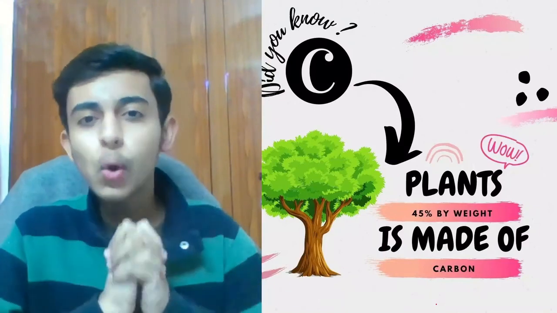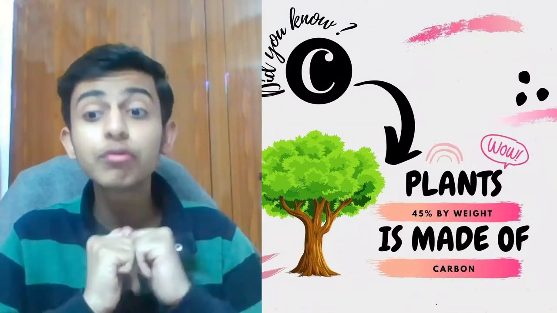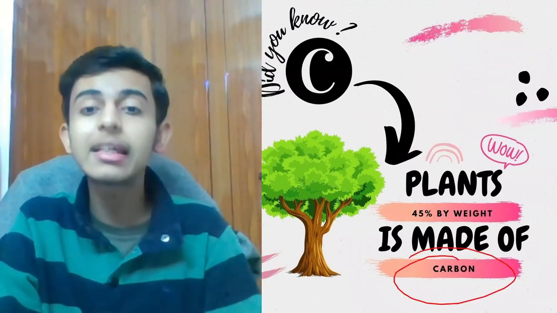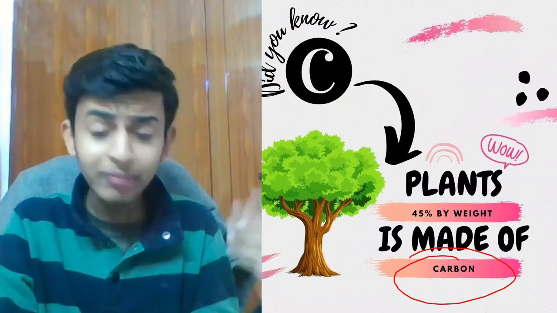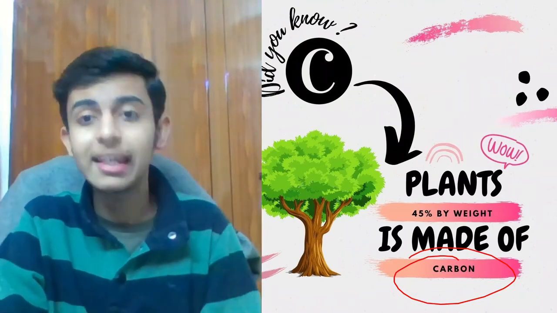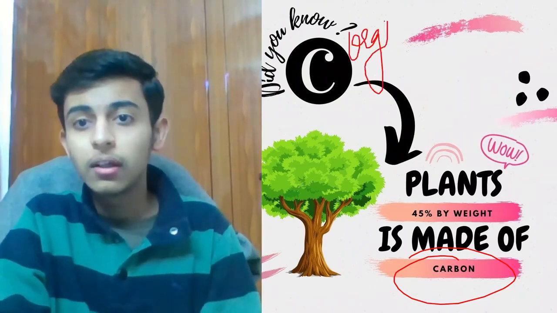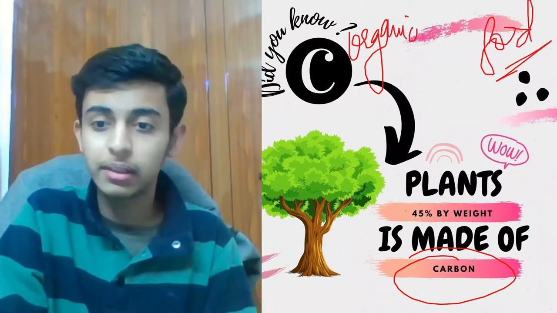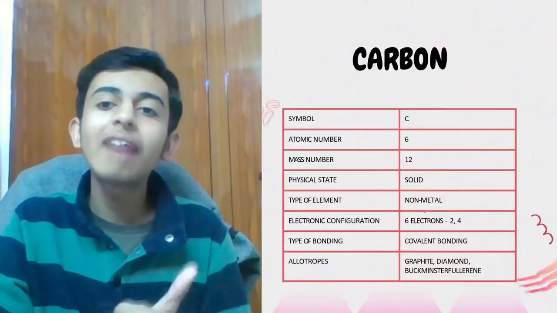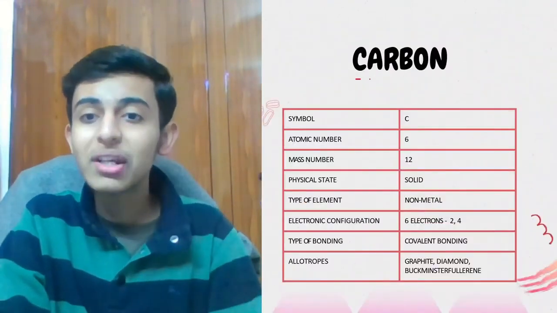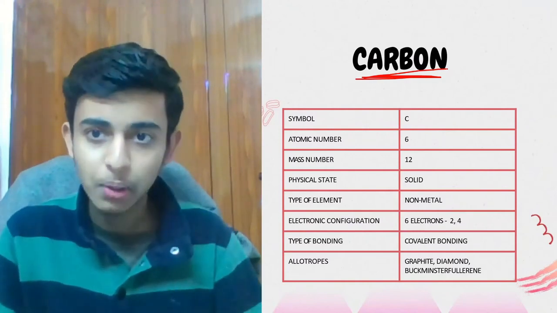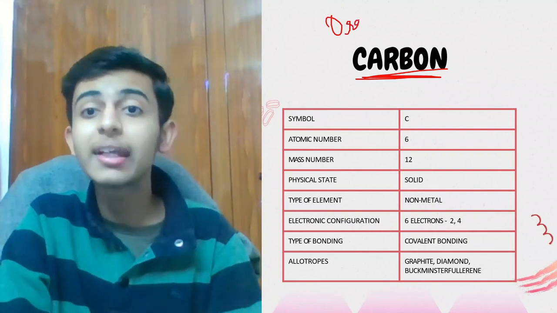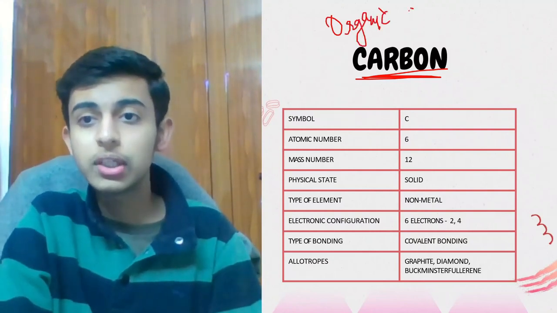Did you know, guys, that plants are 45% by weight made up of carbon? So carbon is everywhere around us, even in our body, in all the organic substances, in our food, everywhere we find carbon. Let's have a look at what is so special in carbon and why we are studying it. Number one point that you should remember: the study of carbon and its compounds comes under organic chemistry. So this is GK that you should know.